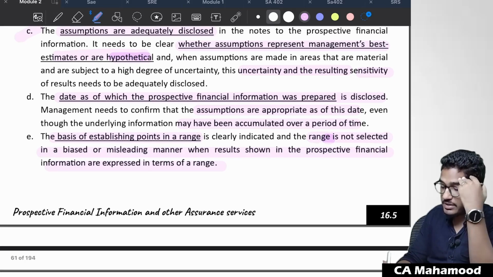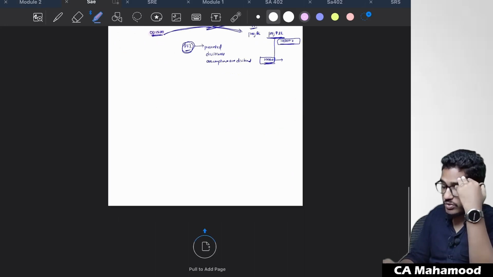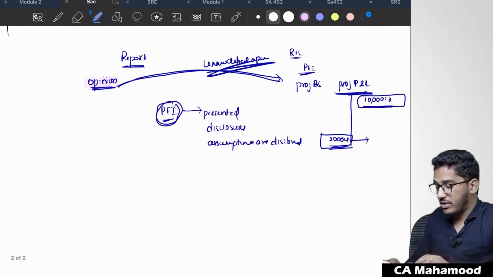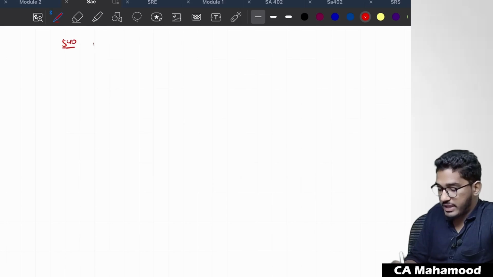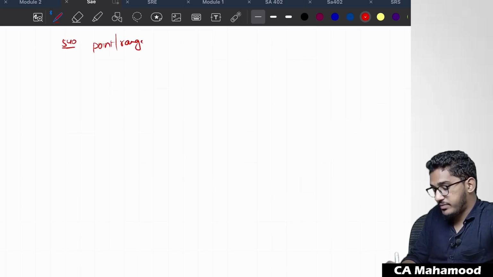See, prospective financial information can be either shown as point basis or range basis. So this we have come across in SA 540 also. We can do either a point estimate or we can do a range estimate. So what do you mean by point estimate? What do you mean by range estimate?